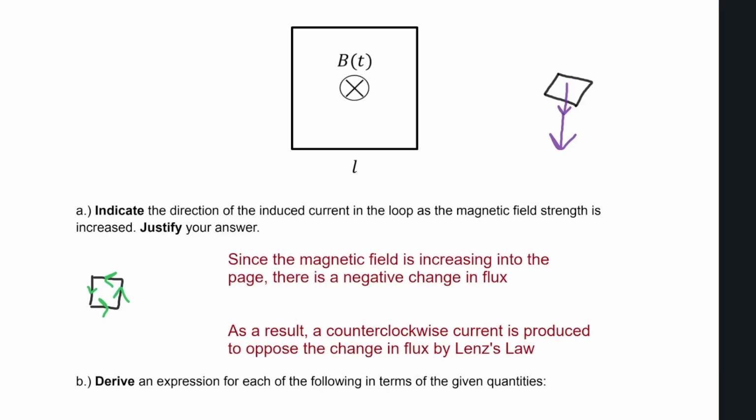So we can see the explanation here. Since the magnetic field is increasing into the page, flux change is negative, so we need a positive magnetic flux contribution from the induced current.